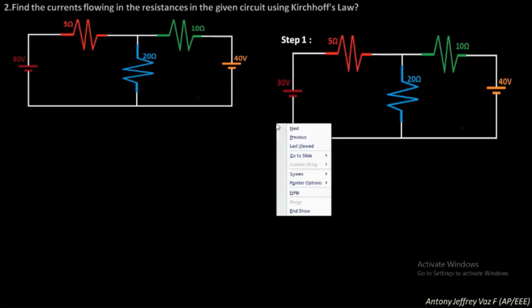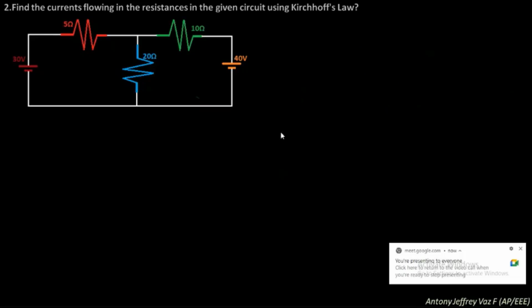Okay, this is problem 2. Here you can see: find the currents flowing in the resistances in the given circuit using Kirchhoff's law. The difference between the first problem and the second problem, can anyone see the difference? What is the difference between the first problem and second problem question?